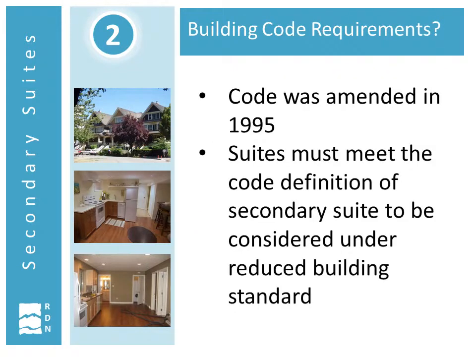The BC Building Code was amended in 1995 to specifically address the construction of secondary suites. This section of the code provides reduced building standards for secondary suites. It's important to note that in order for a secondary suite to be constructed under the reduced building code standard, it must meet the definition of secondary suite contained in the code.